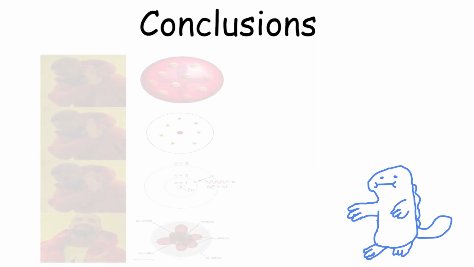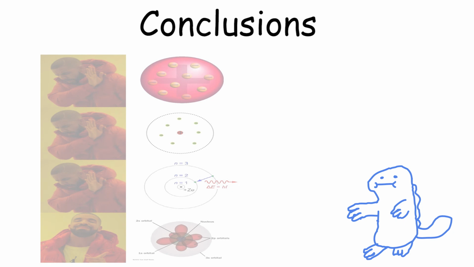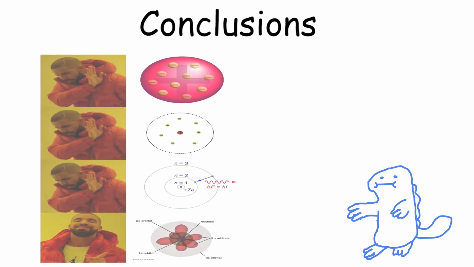Whew! That's it really, to be honest. Rutherford came up with a nuclear model of the atom after this experiment, which was later developed by Bohr and others to come up with the current version of the atom.